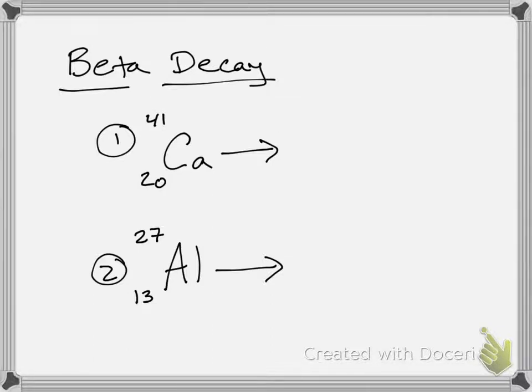Okay, let's check your work. Beta decay means an electron is released, so it's going to look like this: e 0 minus 1. That's beta. Now, this number is going to remain unchanged, so I'm going to put 41. This number is going to increase by 1, so it's going to be 21.